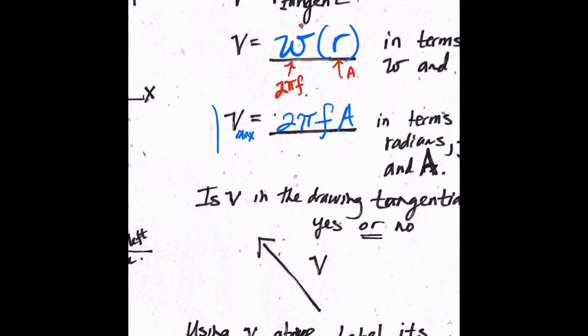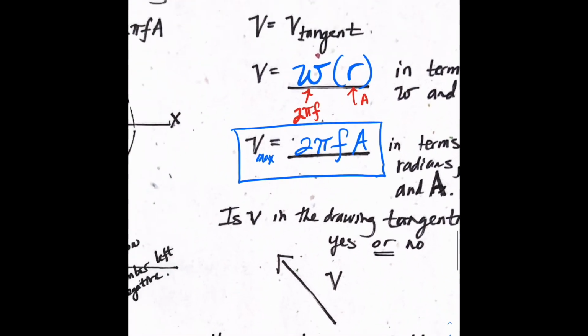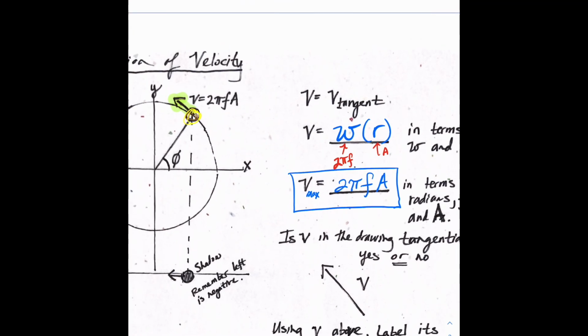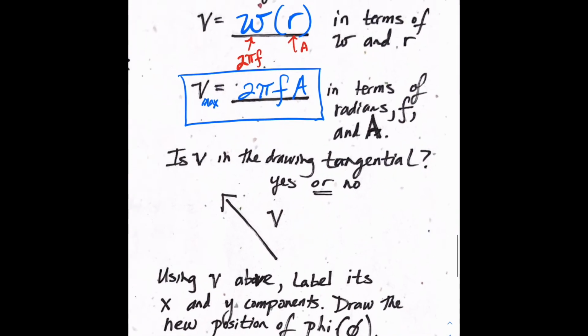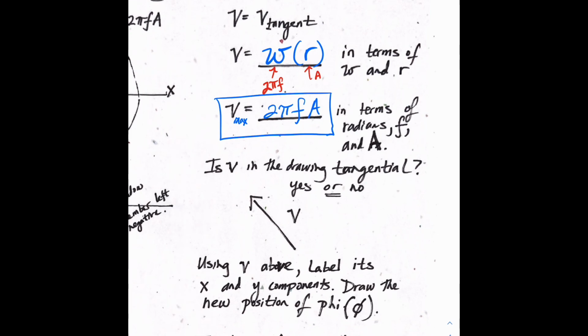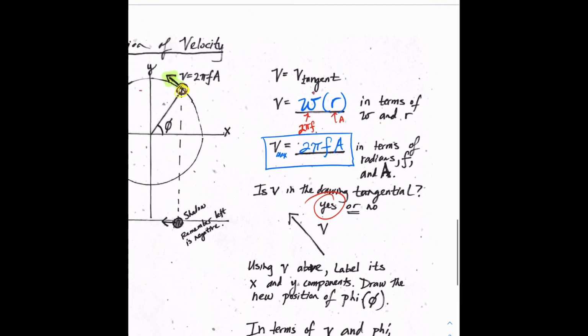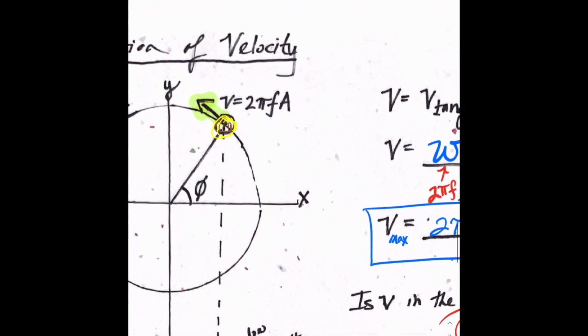And we're going to see this show up later. Okay. Now we realize that this coffee cup, we're interested in maybe its x velocity, not its max velocity. But this is its max velocity right here. So is v in the drawing tangential? I'm not sure why I'm asking this question here, but apparently I felt it was necessary. Yes, it is. So we want to know the x velocity, the x component here.